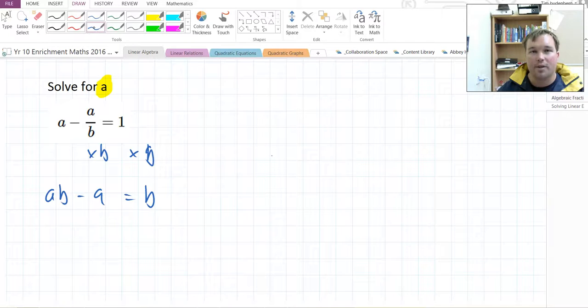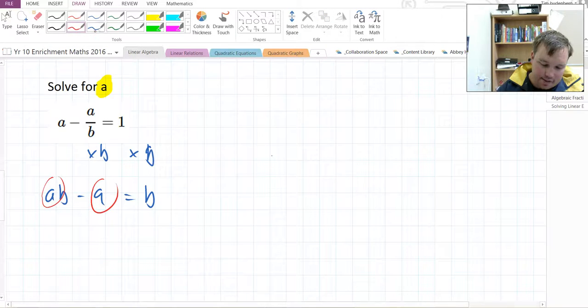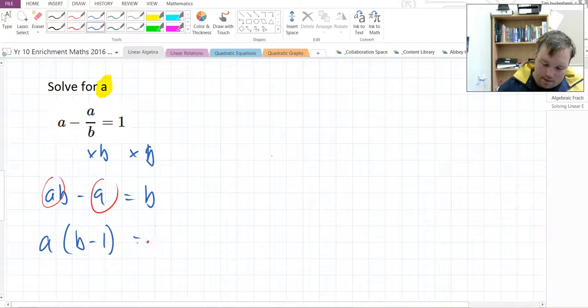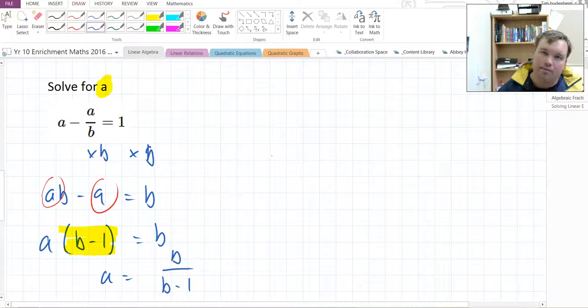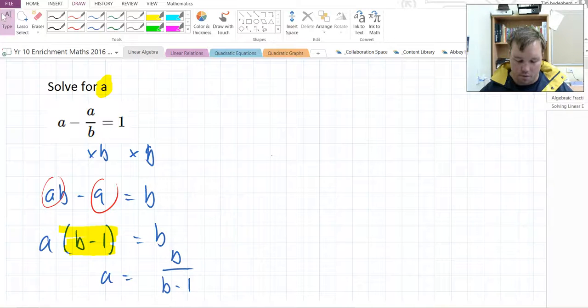And here we can factorize. Note that on the left hand side, a is in fact a common factor. I can remove it, and what I'm left with is b take 1. Then I can divide out this entire term here of b take 1 from both sides, leaving us with a equals b over b take 1. Neat, huh? What's even cooler is that our calculators can do this for us.